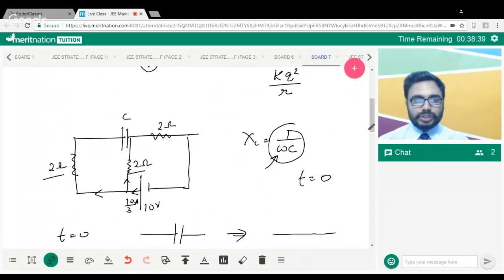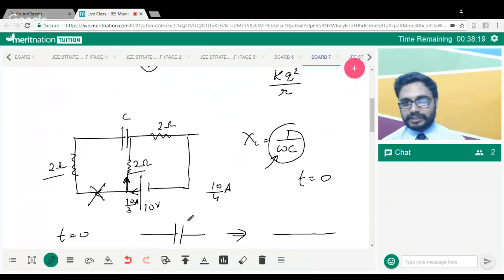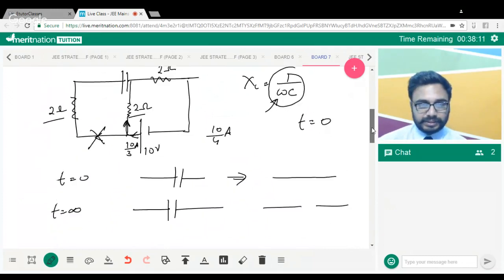If the circuit is open, it is not complete, so no current will move in this direction at t equal to infinite. So all the current will be moving in this direction. So now the resistance is 2 plus 2, 4. So current drawn will be 10 by 4 ampere at t equal to infinite. So we should know what should happen with the capacitor depending on its time. Will it become infinite? Will it become zero? That's what will happen to the current.